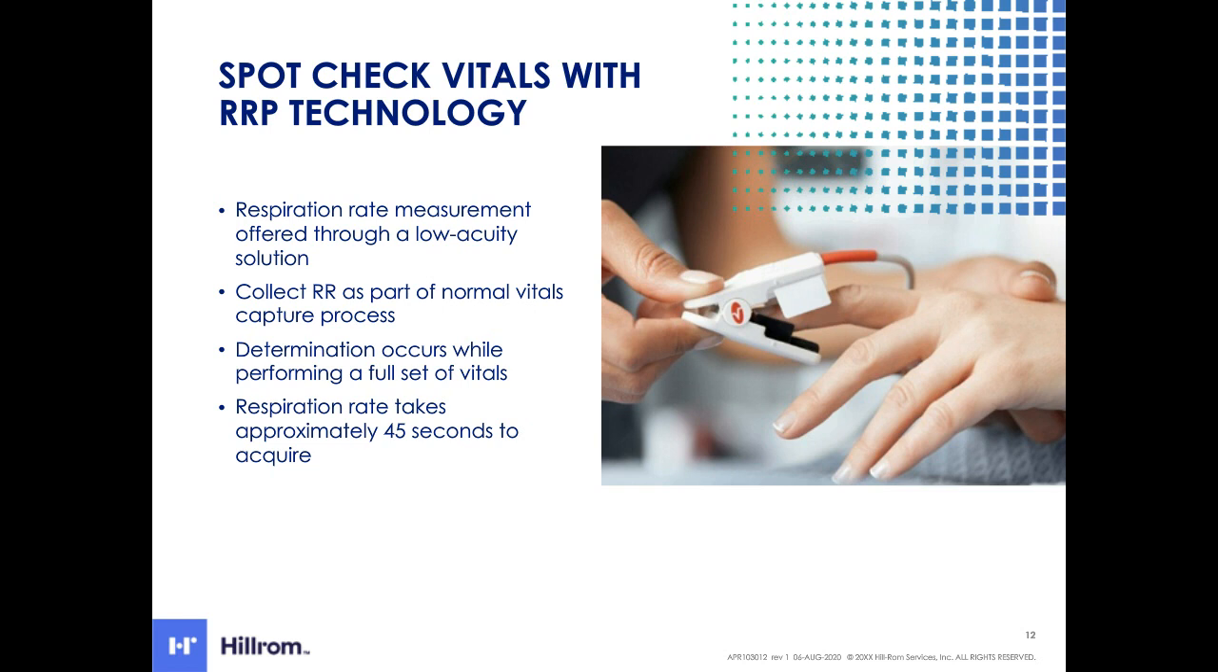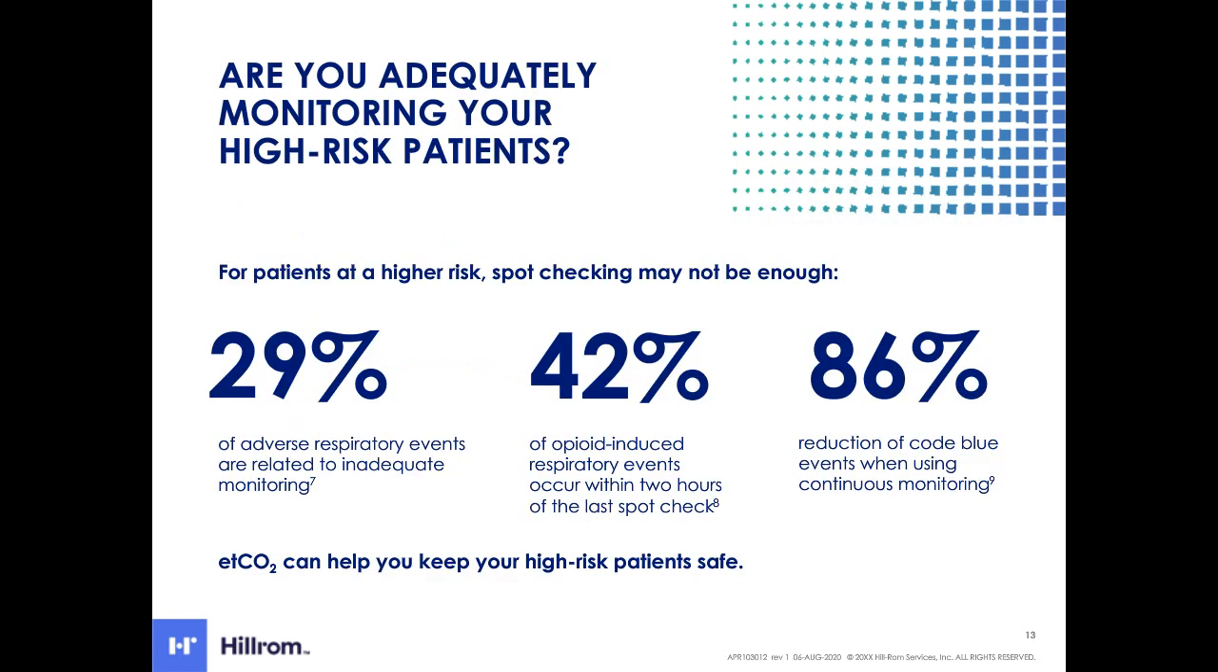But what about your patients who are at a higher risk? Risk factors and comorbidities are increasing, and patient acuity levels are rising in general care areas. In the U.S. alone, there are 6.2 million high-risk patients in med-surg units. Is spot check monitoring during routine vitals enough for these patients?